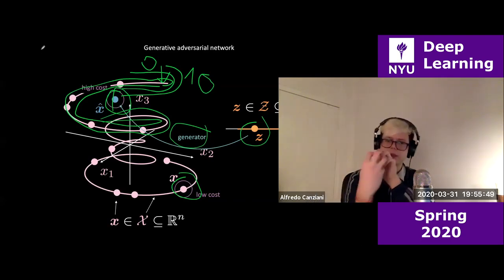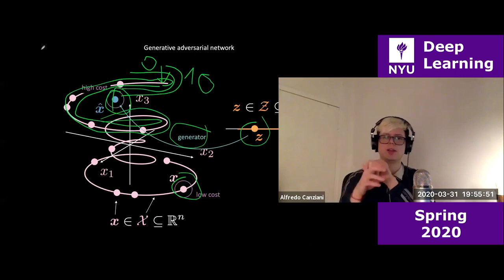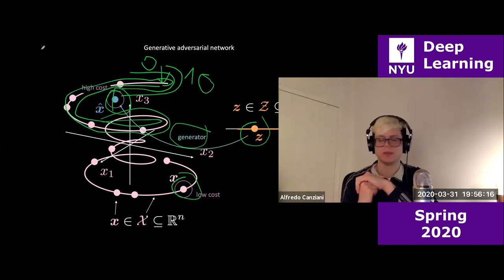If you actually manage to get the generator to produce very, very good samples, then you cannot tell them apart from the actual real samples. And now the discriminator has no clue how to tell them apart. So whenever the generator works, the discriminator will not work. How nice is that?